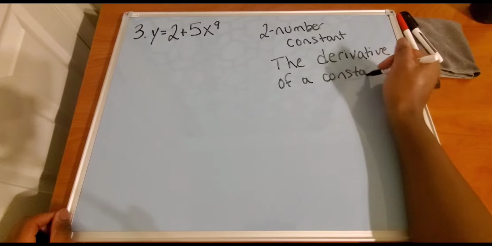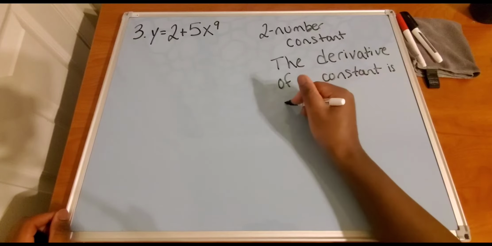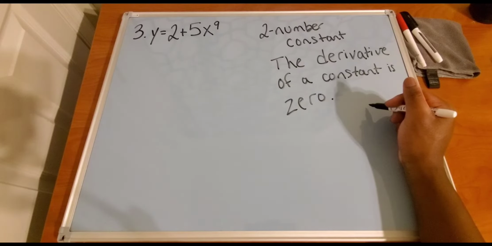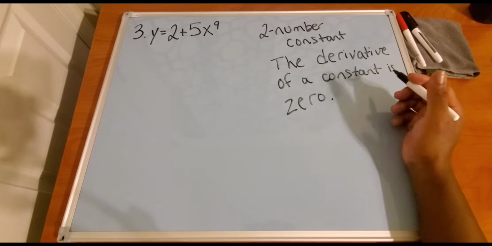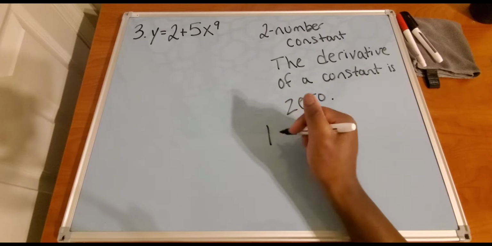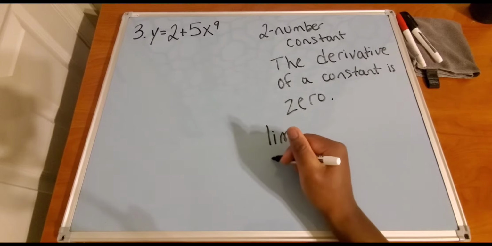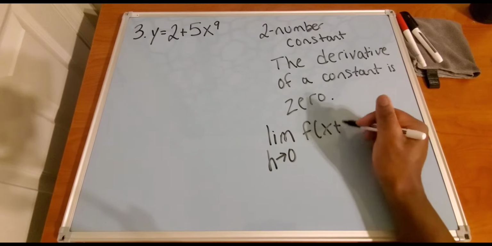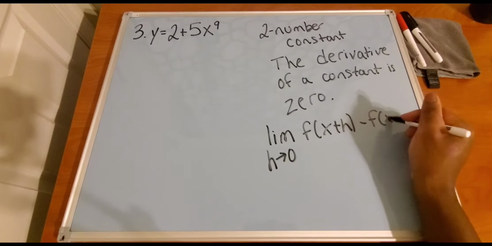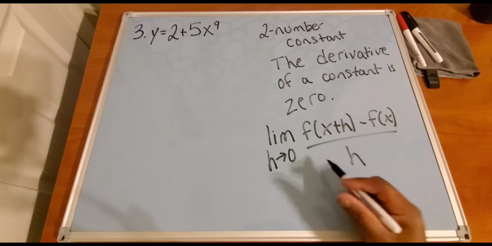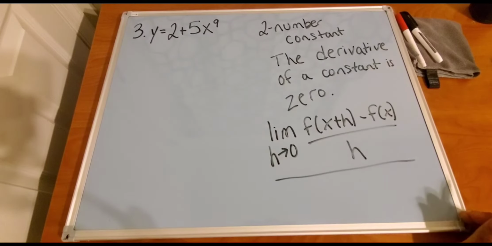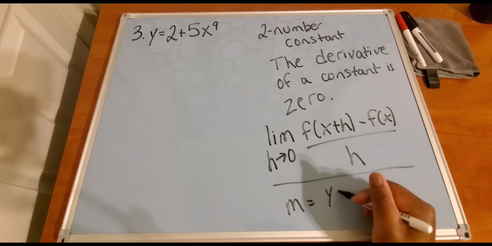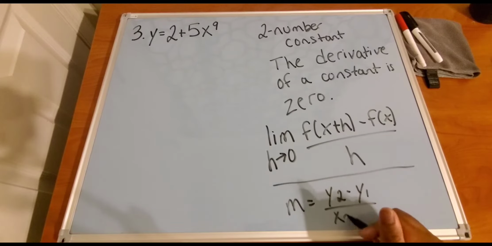And if I wanted to explain that in the best way possible, this is really its own separate video, but we'd have to talk about the definition of the derivative. Briefly, the definition of the derivative would be something along the lines of, as h approaches 0, f of x plus h minus f of x over h. It looks a lot like a slope formula, because slope is y2 minus y1 over x2 minus x1.